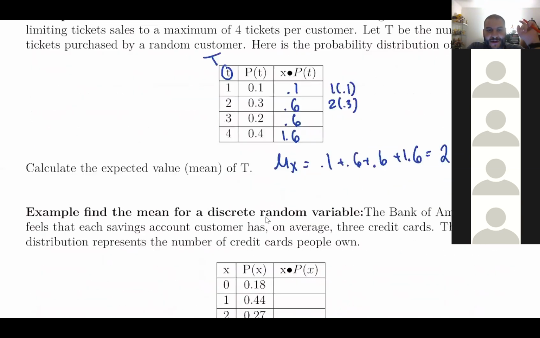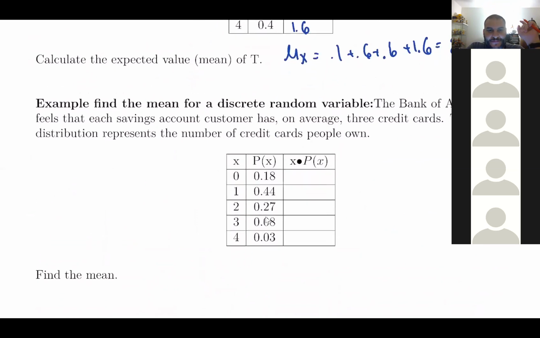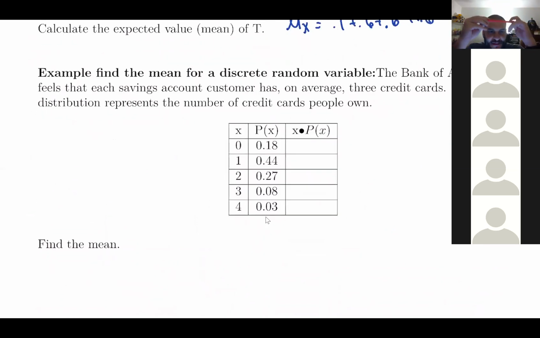All right, let's do the second problem. So for this one, it says example: find the mean for a discrete random variable. The Bank of America VP feels that each savings account customer has on average 3 credit cards. The following distribution represents the number of credit cards people own. Let's see. If you look at it, it says a person can have 1 credit card, 2 credit cards, 3 credit cards, and then you stop at 4 credit cards.